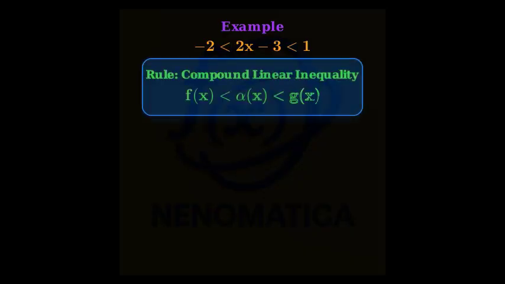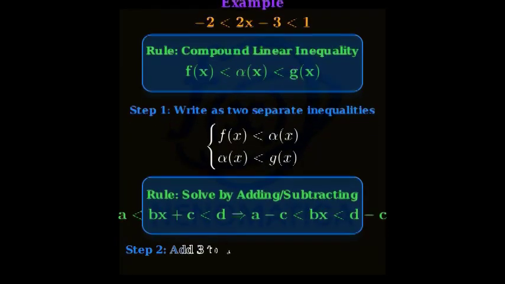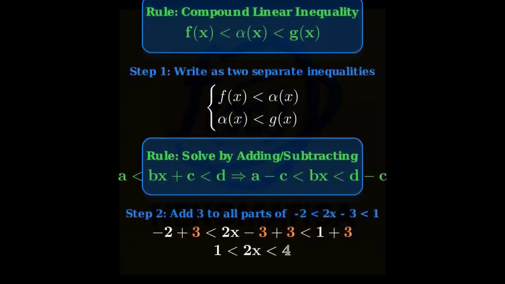Step 1. Compound linear inequality. If f of x is less than g of x, which is less than h of x, then we can treat it as two linked inequalities. Now, step 2. Solve a compound inequality by adding or subtracting the same number to every part. We will add 3 to each side of the inequality -2 less than 2x minus 3 less than 1. Highlight the added 3 in orange.